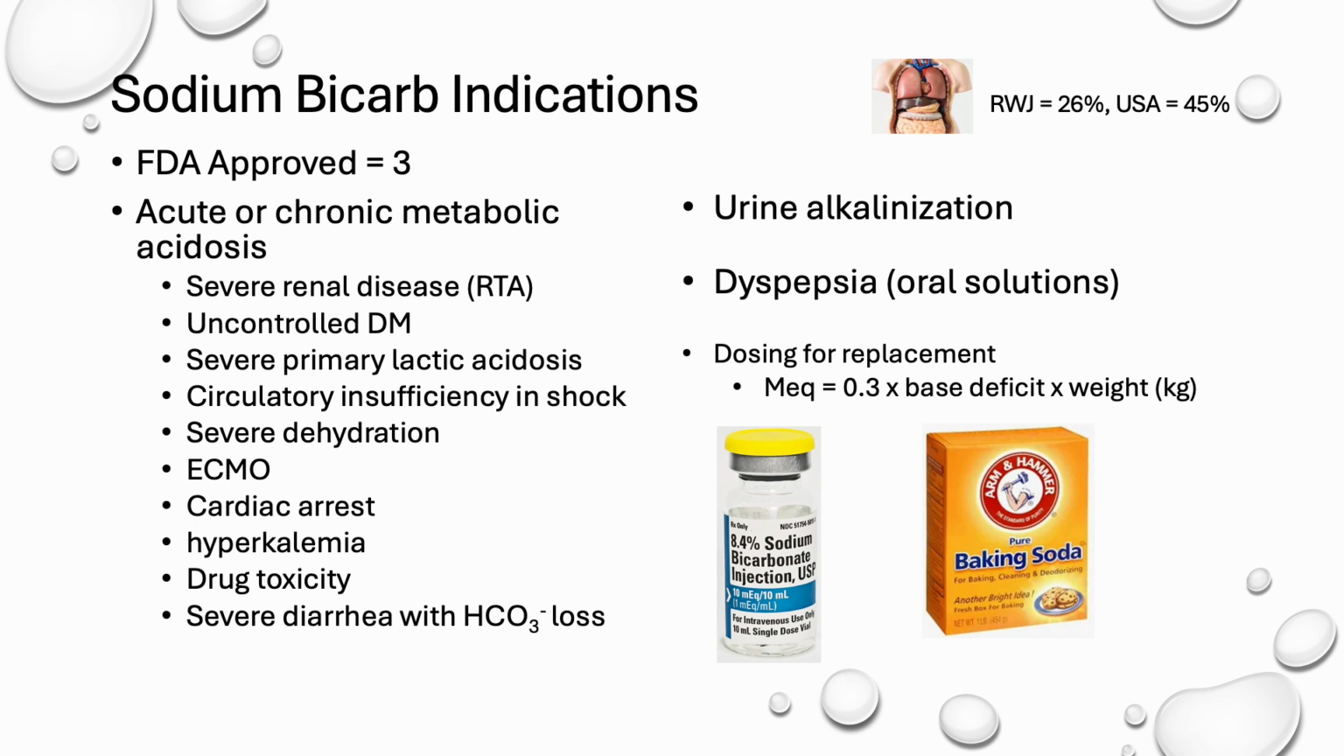It's important also to note sometimes is asked how to dose sodium bicarb when the decision has been made to give it. So the shortcut here is that you multiply the base deficit by the weight in kilograms and then multiply that value by 0.3. And that will give you the number of milliequivalents to dose.